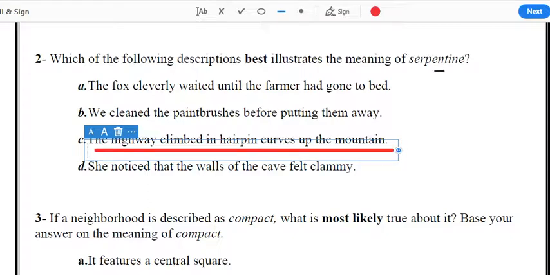It has two parts, our inside word. Serpent means snake, and ine is a suffix which means like. So it means something like a snake. Something like a snake.